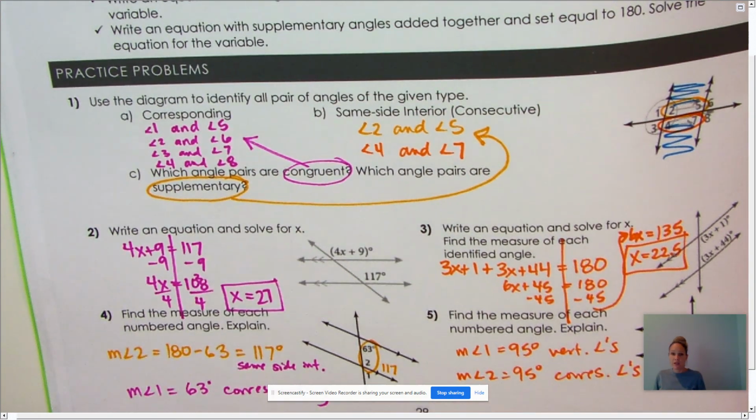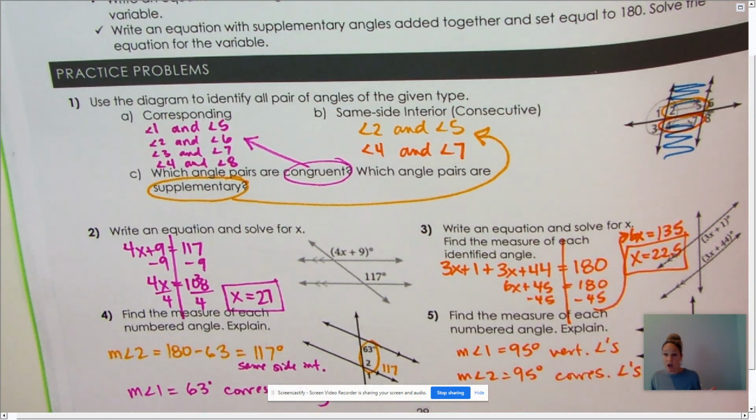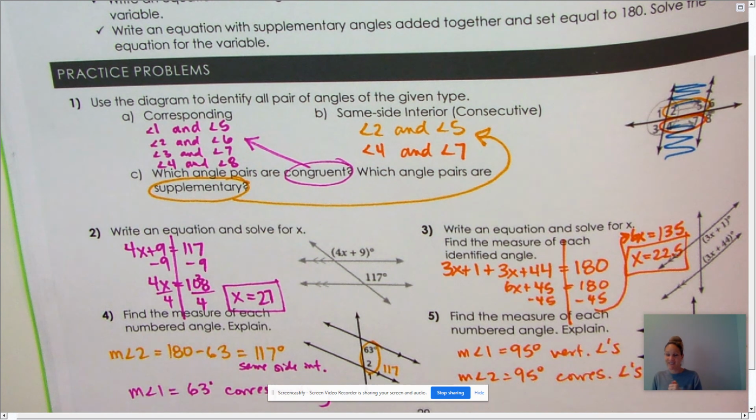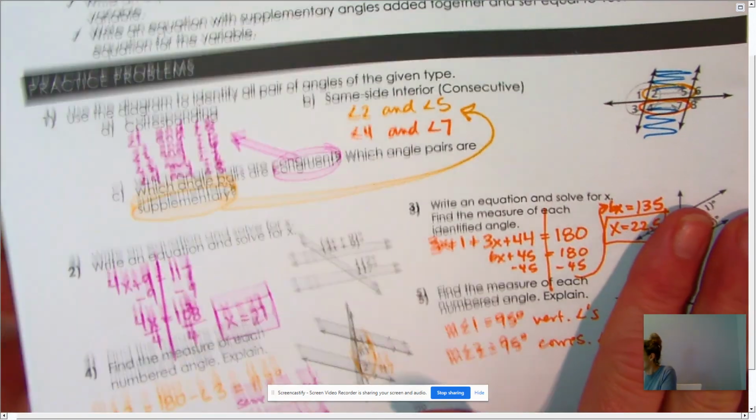Okay, so we're going to go ahead and get started on your homework. We're just going to do the odd numbered problems. Hopefully you can figure out the even ones on your own by looking at the odd ones, and that could give you some clues. All right, question number 1.